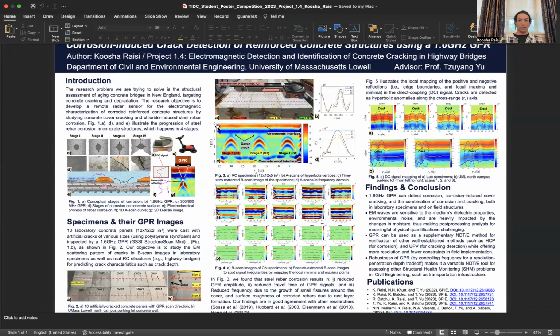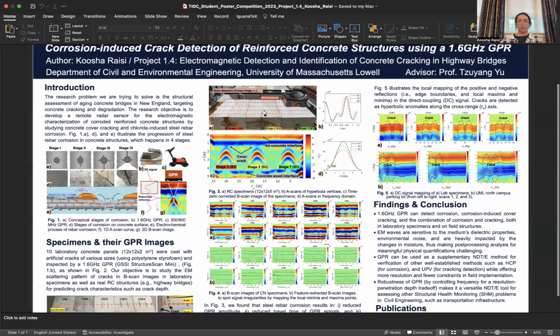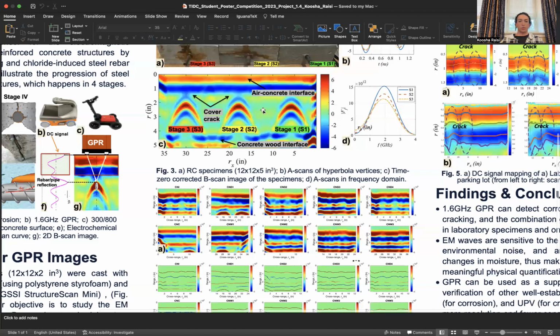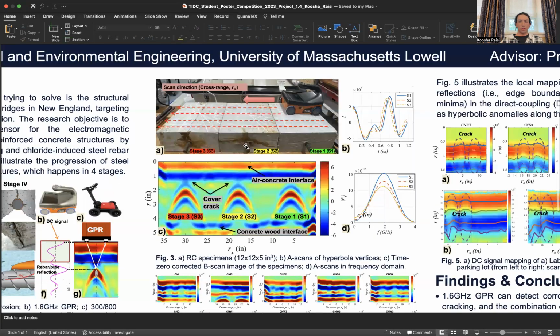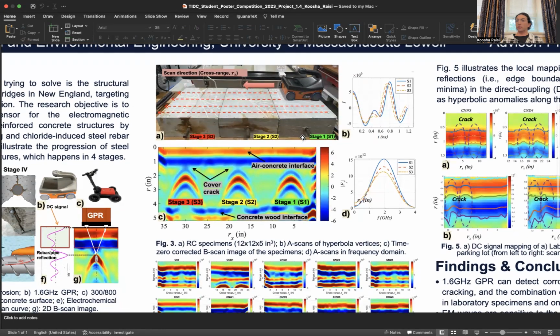And another thing that we did is we casted 3 12 by 12 by 5 inch specimens, this time reinforced at their center with a number 6 rebar. And we used the impressed current technique, which is an accelerated corrosion test method, to accelerate corrosion and facilitate reaching the point that we want. So we achieved stage 2, corrosion, no crack, and stage 3, corrosion and crack. And we had one intact specimen. So we started scanning those as well.